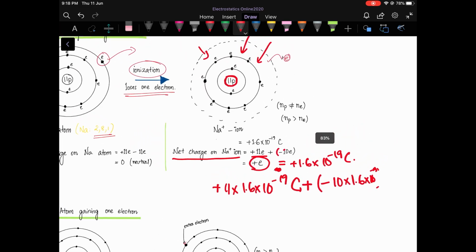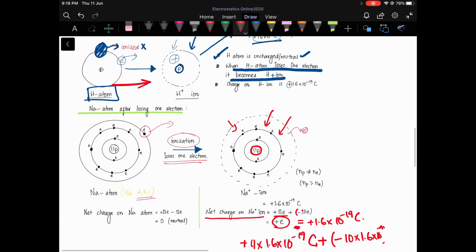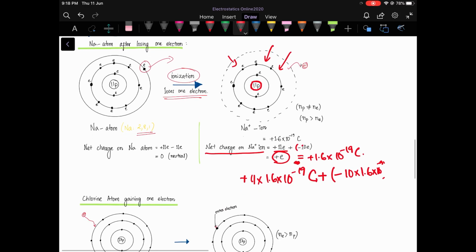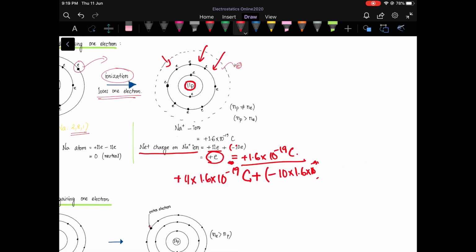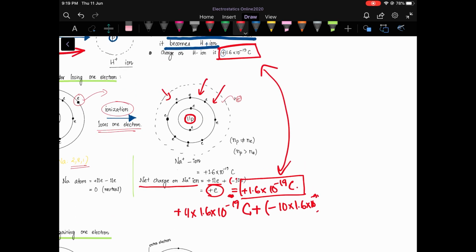The thing here to note is that hydrogen lost 1 electron, became positively charged, equal to a value of 1.6 into 10 to the power minus 19 coulombs, and even your sodium, after losing 1 electron, has gained a charge of 1.6 into 10 to the power minus 19 coulombs. So what I can say now is that whenever there is a body or an object or an atom, if it loses its 1 electron, then the object should become positively charged. And how much positively charged? It should have a positive charge of 1.6 into 10 to the power minus 19 coulombs.